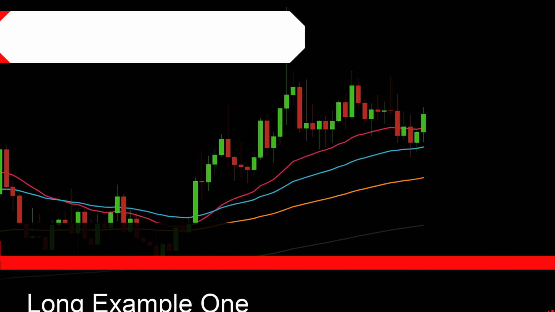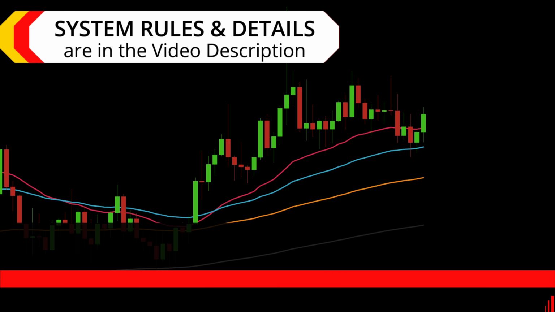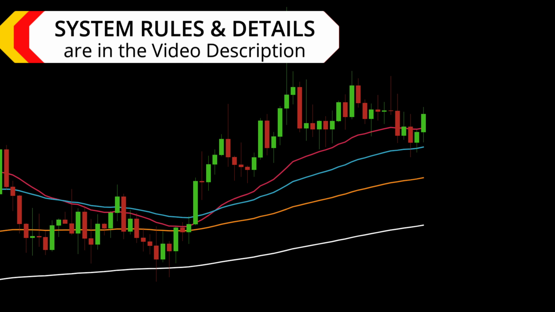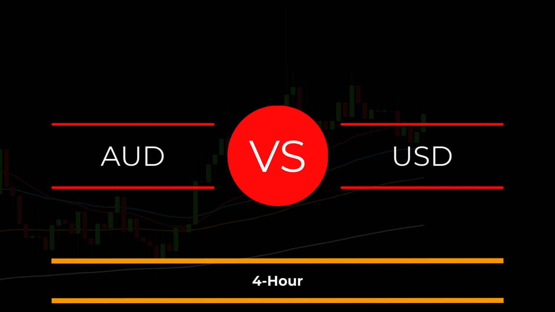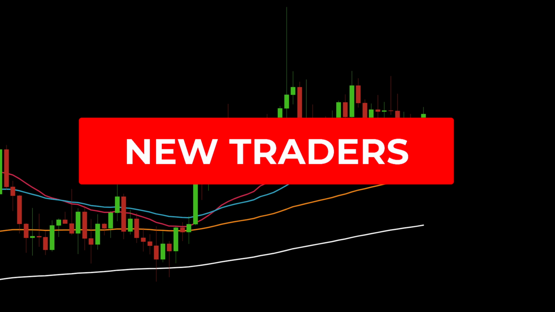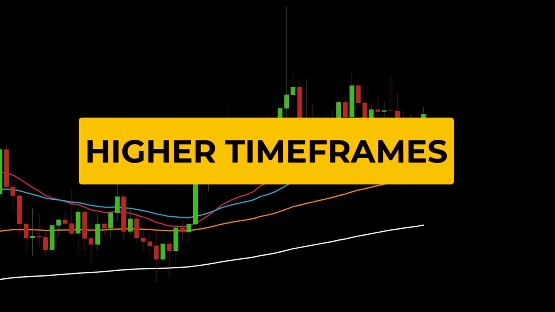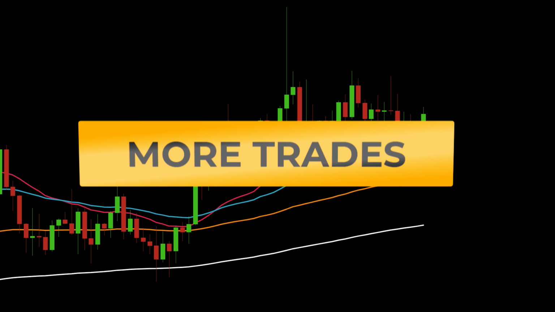Let's go over entry criteria and review some examples. As always, system rules and details are listed in the description below. This chart is the Aussie dollar versus the US dollar. This test will be done on 4-hour candles because for most new traders, they can only look at the charts once or twice per day. But it certainly can be used on lower time frames.